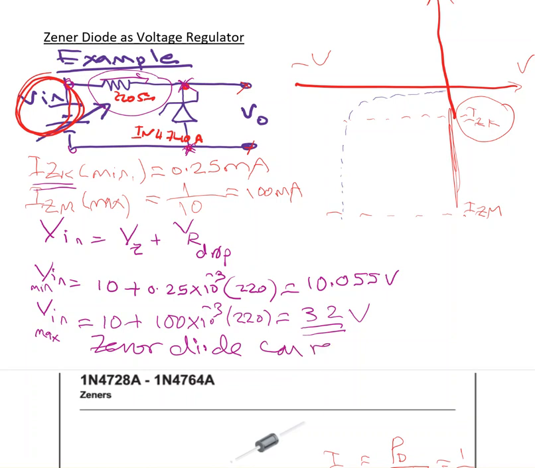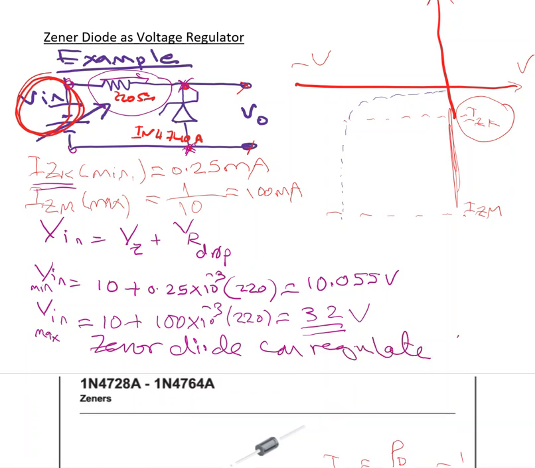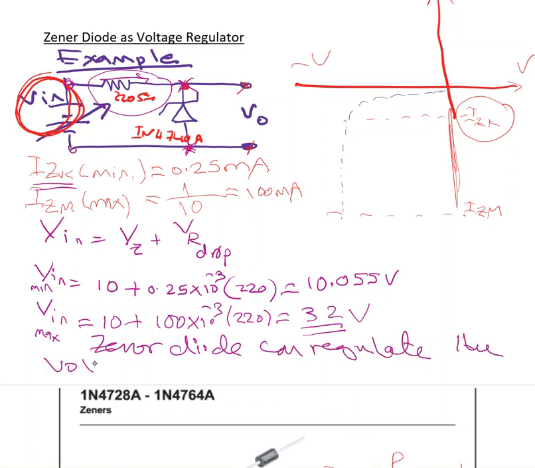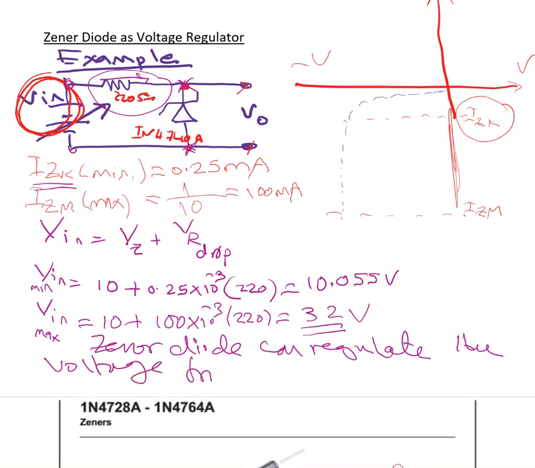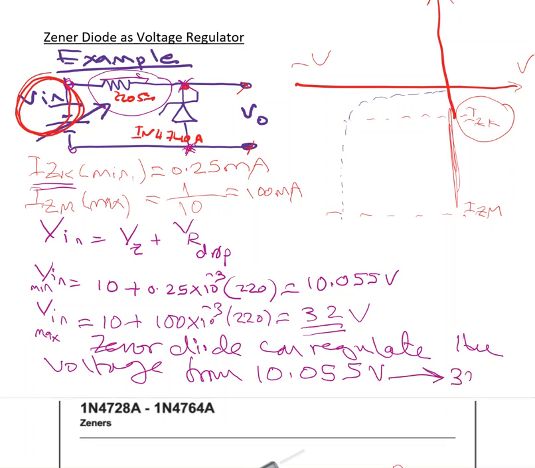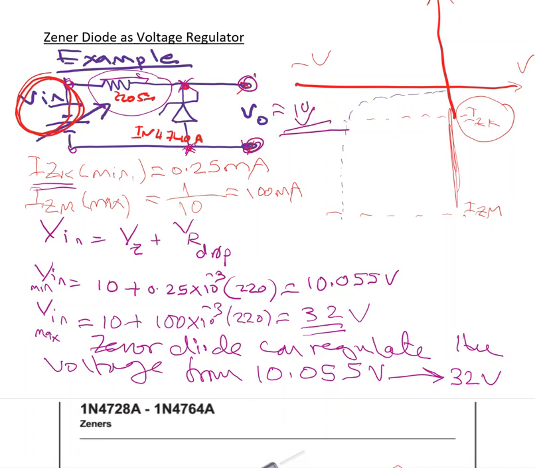The Zener diode can regulate the voltage from 10.055 volts up to 32 volts. So no matter what the voltage is, 10.5, 10.7, 11, 20, 25, up to 32, my output voltage here will be equal to 10 volts. That shows clearly how this Zener diode can operate in a very good manner.